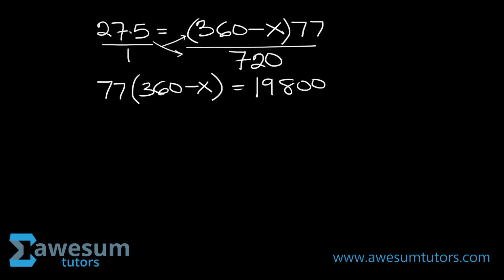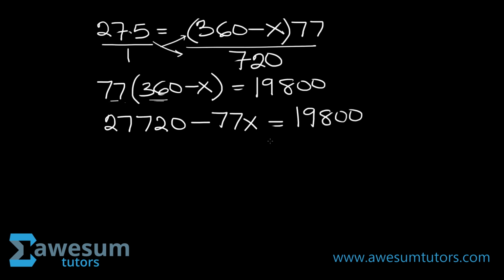Now let us continue to simplify. We can open up our bracket right here, okay. To open up, you're going to have 77 times 360 first. That's going to give me 27,720. You can use your calculator, minus 77 times x. It's going to give me 77x, okay, equals that, then you have this minus, okay. Now what do we have here? 19,800. We are almost there, guys.